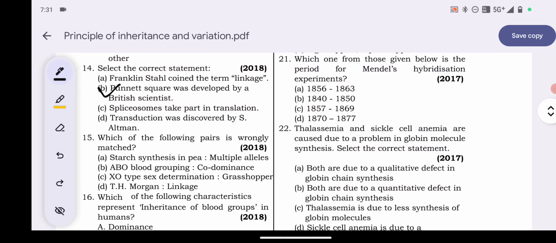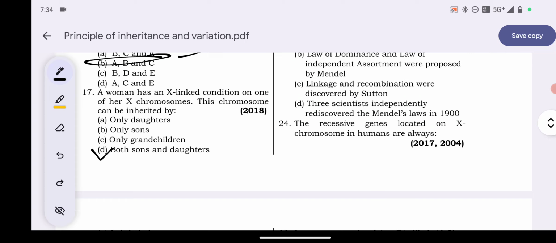Question number 17. A woman has an X-linked condition on one of her X chromosomes. This chromosome can be inherited by only daughter, only son, only grandchildren, or both son and daughter. So here the answer will be option D, both son and daughters.